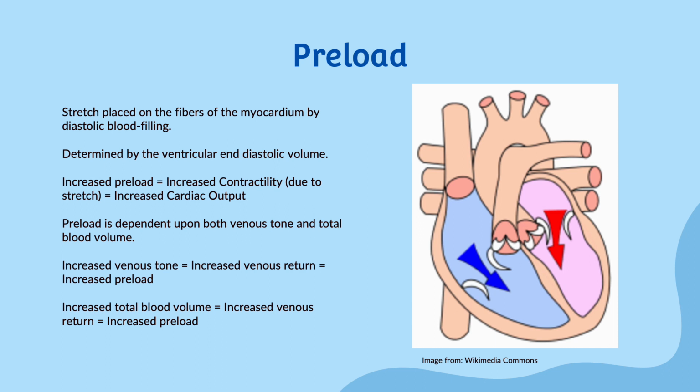Additionally, compliance of the ventricular wall can also affect preload. Compliance is the ability of the ventricular wall to stretch and fill with blood. If the ventricular wall is stiff, the heart may not be able to fill as effectively, leading to a decrease in preload. Conversely, if the ventricular wall is compliant, the heart can fill more easily, resulting in an increase in preload.